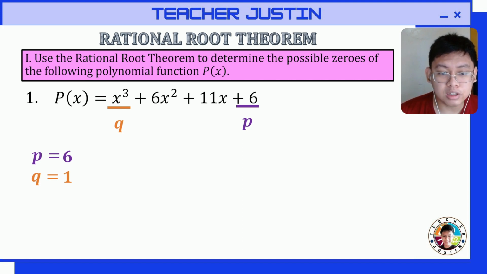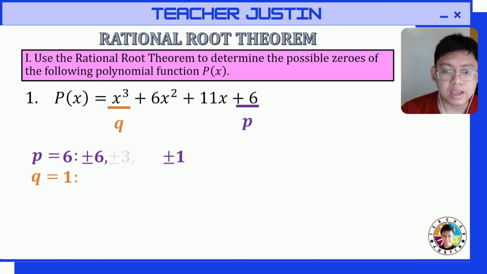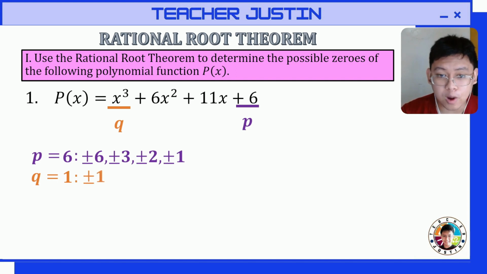Then, let's get the possible factors of our P and Q. So, si P natin, it's positive 6. Yung possible factors niya can be positive negative 6 times positive negative 1. So, yan yung ating possible factors ni 6. Ano pa? We have 3 and 2. So, positive negative 3 and positive negative 2. Now, ganun din kay Q. We get the factors of 1. So, ang factors lang ni 1 is positive negative 1.